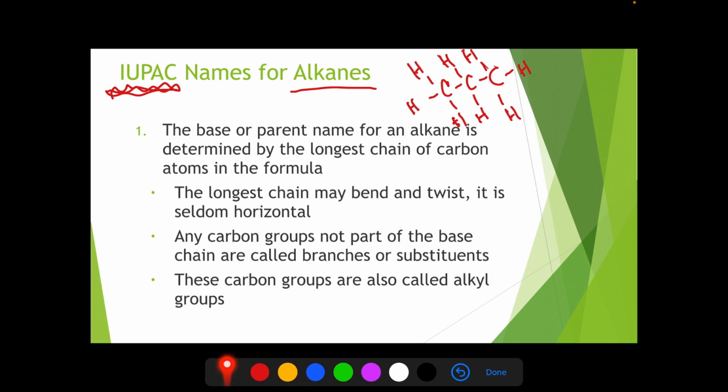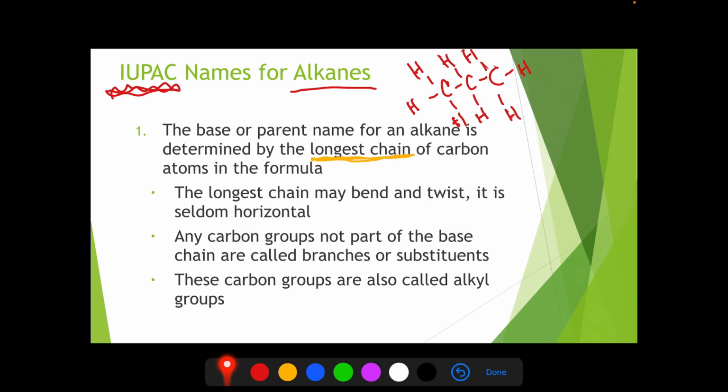So rule number 1, the base or the parent name for the alkane is determined by the longest chain of carbon atoms in the formula. So in this case, the one I just drew, 1, 2, 3 is my longest chain. So I know that 3 is propane. So this is going to be propane.